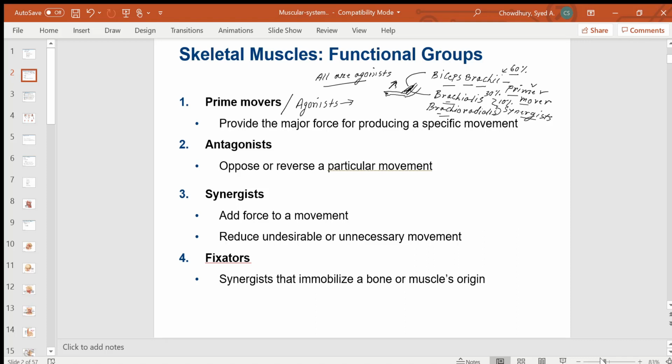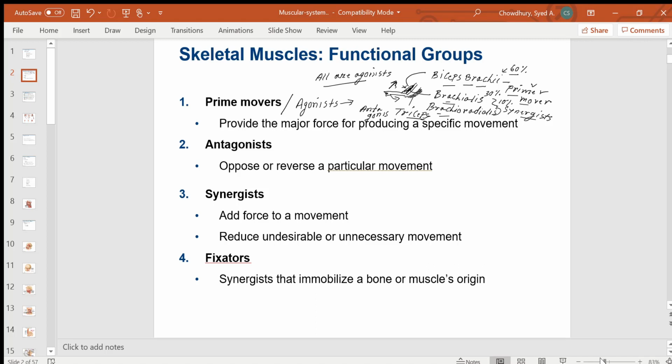Then antagonists. Antagonists are the muscles that cause the opposite action of the agonists. These are the agonists here. They cause the flexion of the forearm. In the back of your arm, you have triceps brachii, and triceps brachii causes extension, the opposite movement. So triceps in this case is the antagonist.